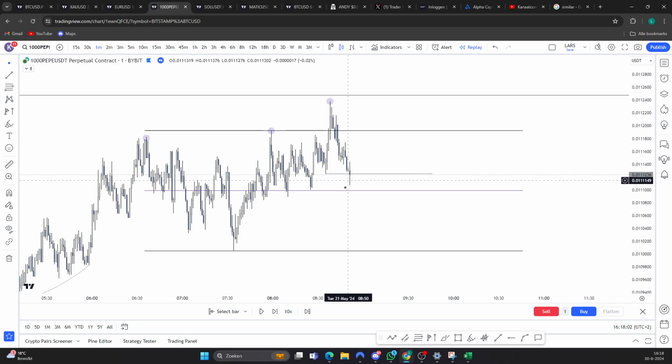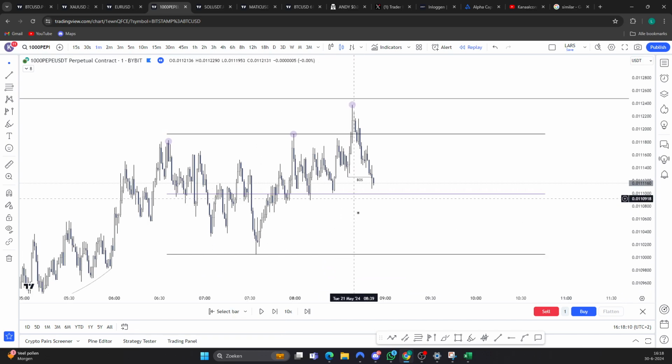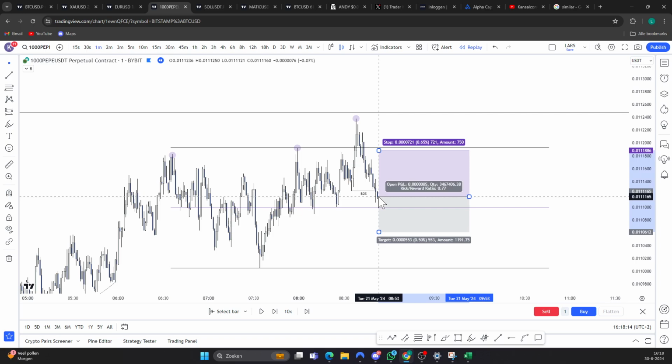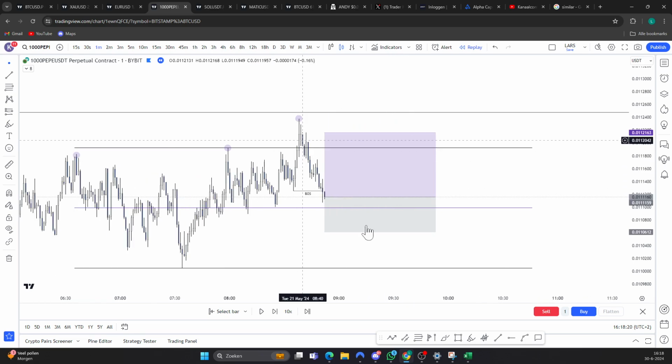There is your break. Okay, this confirms the break. But the risk to reward isn't the best. The break is here. Stop. I will put my stop above this like internal high.